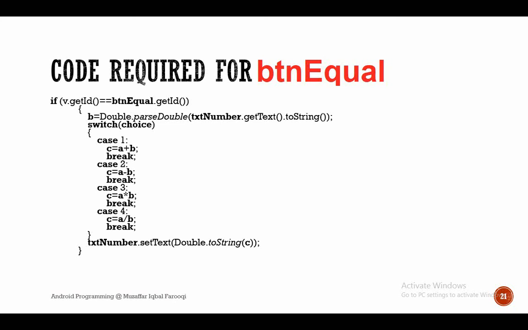This is code to be executed when the user clicks on the equal button at runtime. It is assumed that the user has entered the second number before clicking the equal button. The choice variable is used to decide what operation is required to be performed. For this purpose, switch statement is used. The result of operation is stored in variable c. The value of c will then be displayed in the text box to show the result.